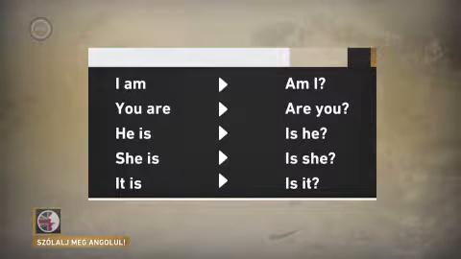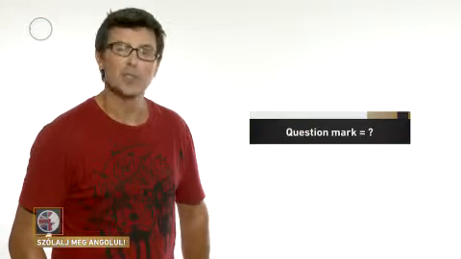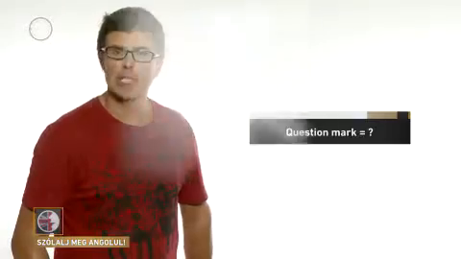I am changes to am I. You are changes to are you. He is changes to is he. She is changes to is she. It is changes to is it. So, the word order changes when we make a question. Also, when we make a question, we add a question mark to the end to show it's a question.